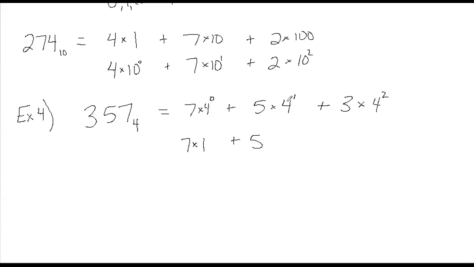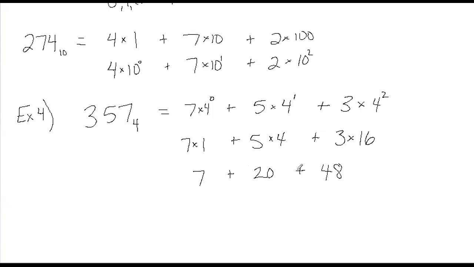5 times 4 to the first power is just 5 times 4. And then here we have 3 times 4 squared, which is 16. So 3 times 16. Now I'm going to actually multiply these together. So I have 7 plus 20 plus 48.